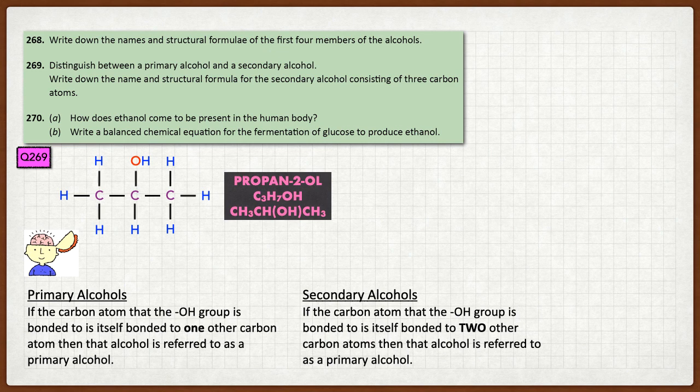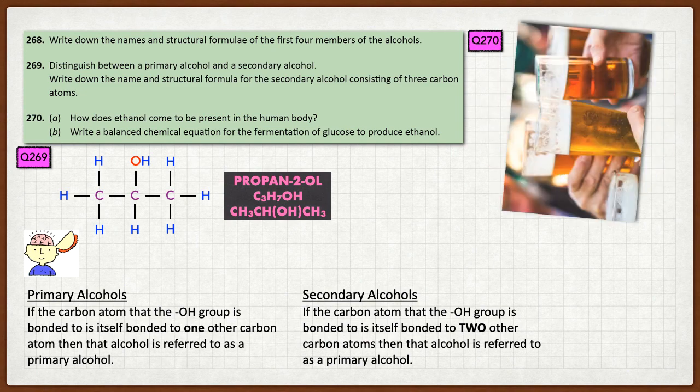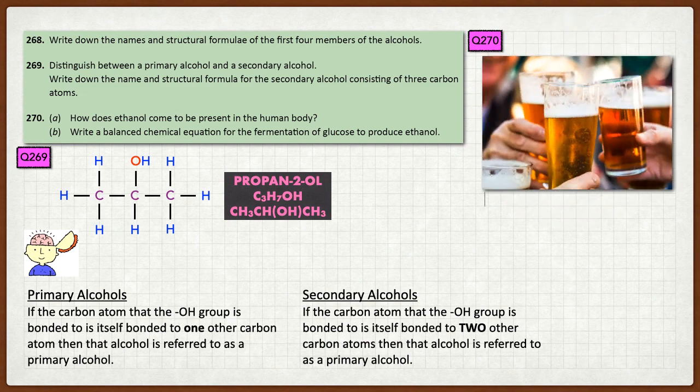Question 270 says, how does ethanol come to be present in the body? For a lot of people, it's beers, wines, spirits. Even if people don't drink alcohol, it's pretty difficult to avoid. It'd be in medicines, mouthwash, and so on.